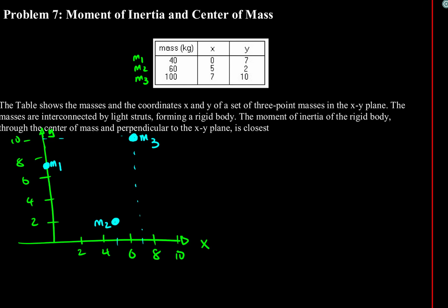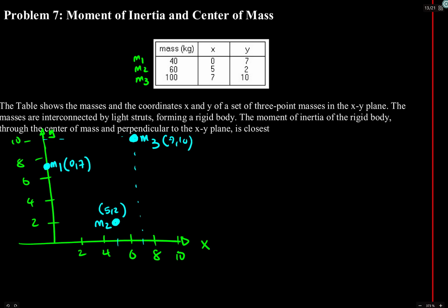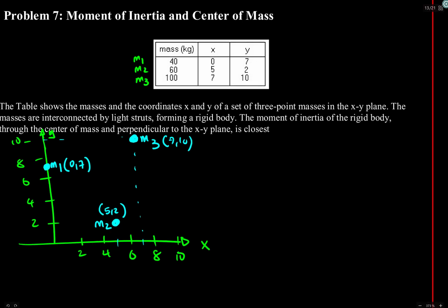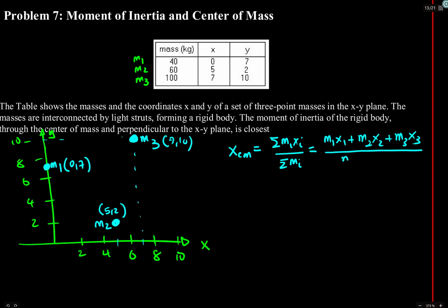M3. And so if you take note of the coordinates, this is 0, 7. Right here, this is 5, 2. And right here, this is 7, 10. So the coordinates of the center of mass, you have XCM. This is given by the summation of MiXi divided by the summation of Mi. In this case, there are three masses. So this is M1X1 plus M2X2 plus M3X3. All of this divided by M1 plus M2 plus M3.